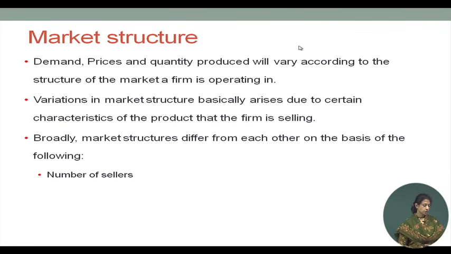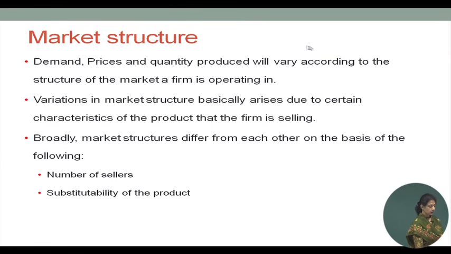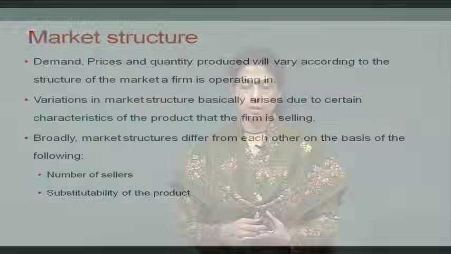The market structures will be different depending on the number of sellers. They will be different for number of sellers. The substitutability of the product, that is, if there are alternatives available in the market, that is going to determine what kind of market structure the product will be available in.